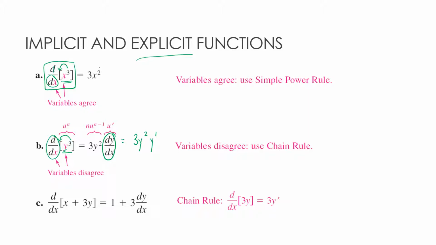For my last one, notice I've got a variable that agrees and a variable that does not. So again, the variable that agrees with what I'm differentiating with respect to is an easy derivative. The derivative of x is 1. The derivative of 3y is 3, and then the derivative of y. So again, I would write this as 1 plus 3 y prime is how I would differentiate that.